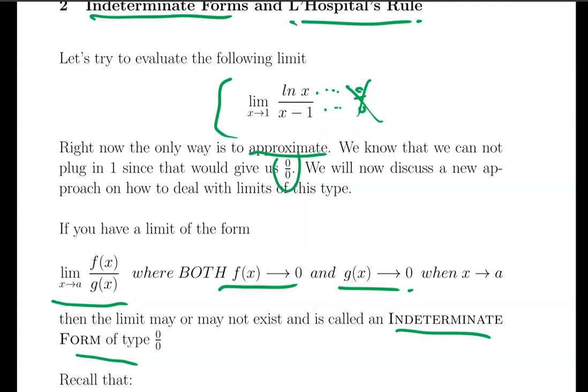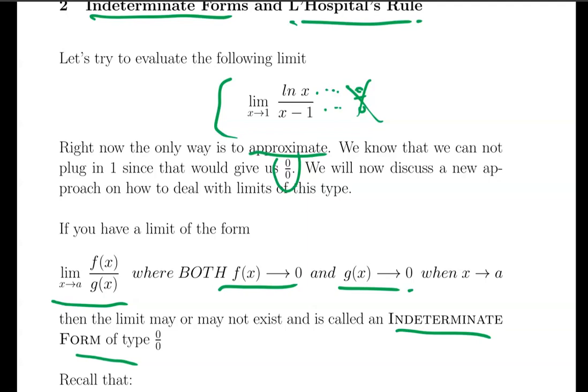Now, why do I say it might or might not exist? There's some thought that needs to go into this for a second. Most people would say, well, why wouldn't it be 1? If the top's getting small and the bottom's getting small, shouldn't it just be 1? Well, possibly, but not always. Why do I say that? Well, it depends on how fast the top and bottom are getting small.